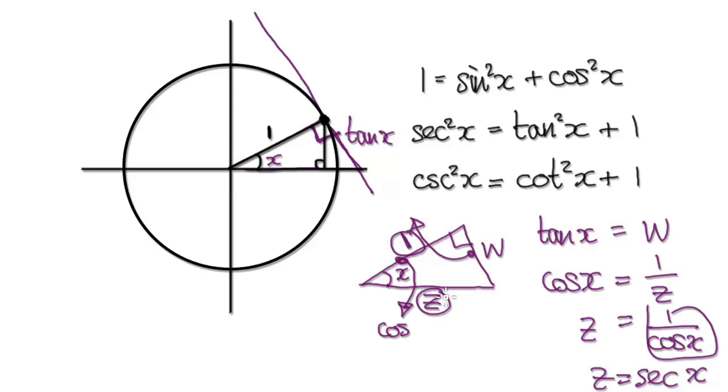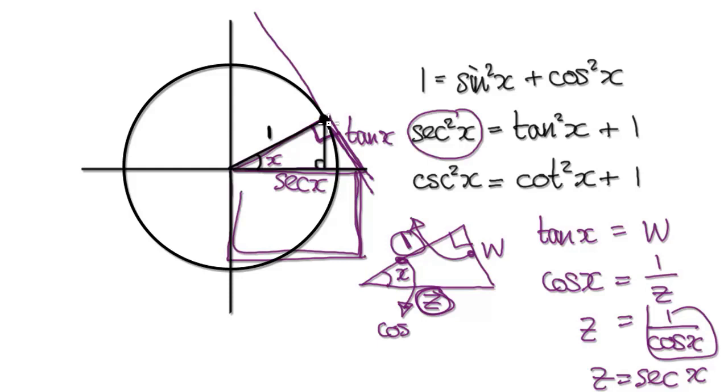So this length here is z. Sorry, z is secant of x. So this length here is secant of x. Now looking at this triangle here, we can use Pythagoras again. The longest length is this secant of x length. So secant of x squared equals tan squared plus 1 squared.